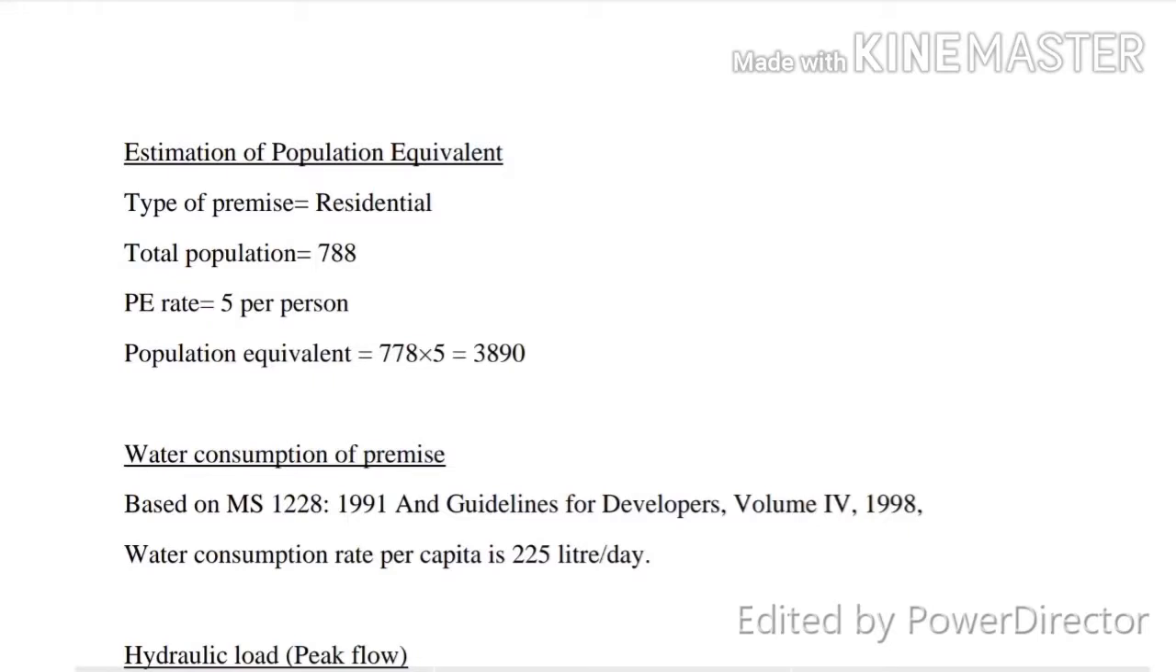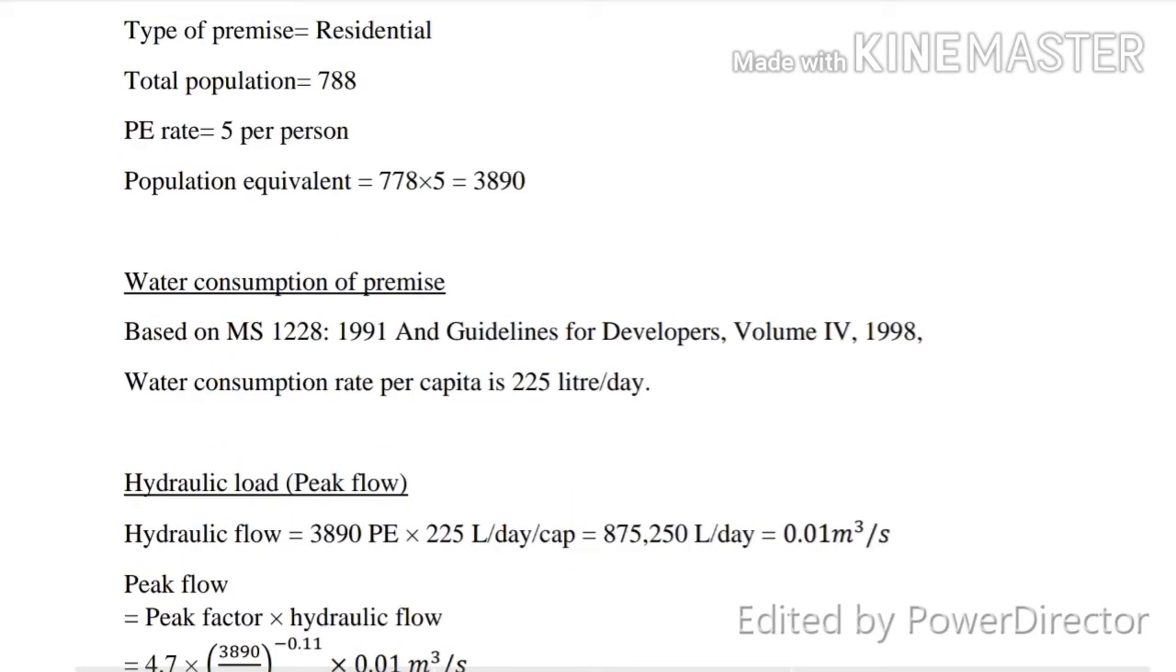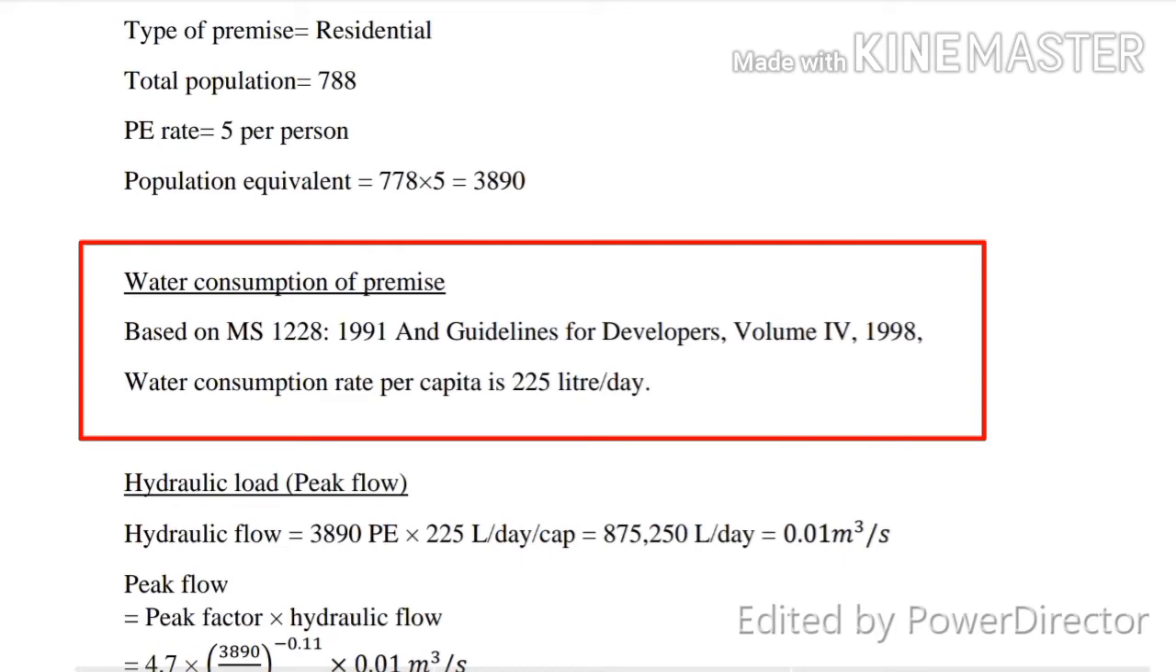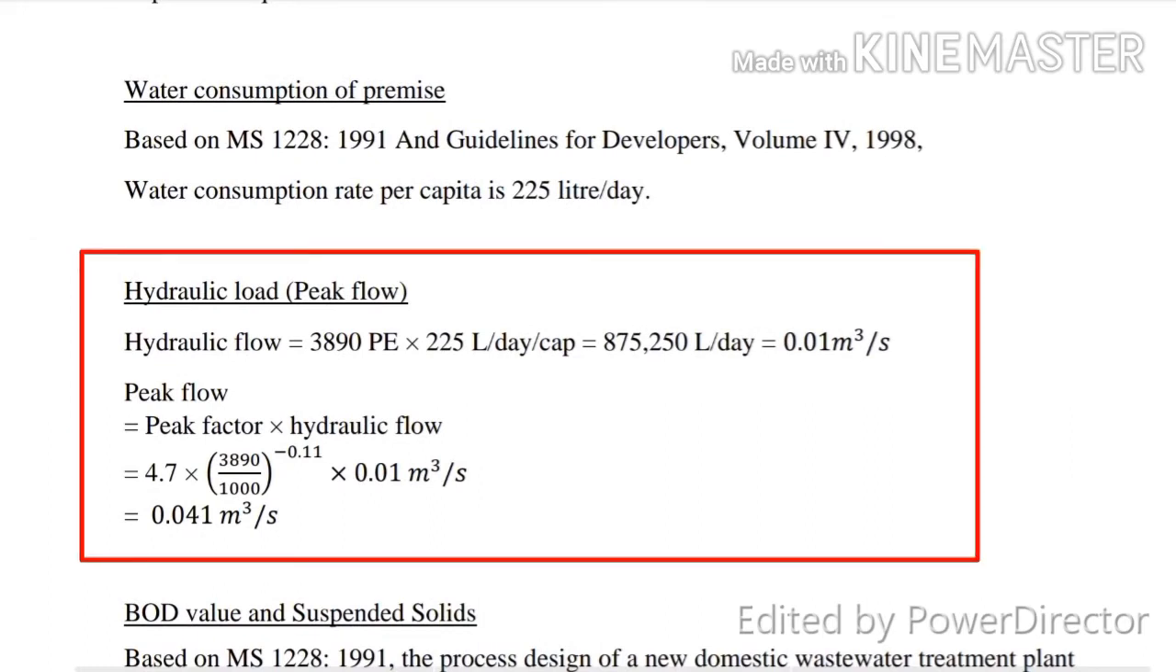Good day to our lecturer. My name is Winnie Yongmi-sen and my matrix number is AF180276. Now, I would like to present the design of the preliminary stage of the wastewater treatment plant. Firstly, we start from the calculation of the estimation of population equivalent, which is 3,890. Next, we use the water consumption based on the Malaysian standard, which is 225 liters per day per capita. After that, we calculated the peak flow, which is 0.041 meter cube per second.